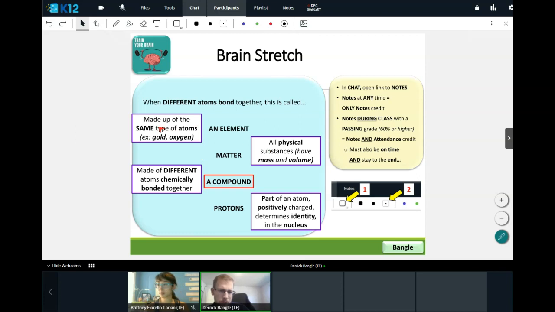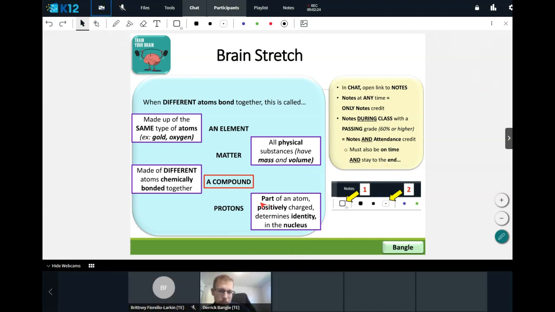Just to review the other definitions here, an element is something that's made up of all the same type of atoms. So think of something like oxygen or gold. We can even extend this to something like coal or a diamond because those are just different forms of pure carbon. Matter is all physical substances that have mass and volume. So anything that's a compound or an element in between, it's just all matter.